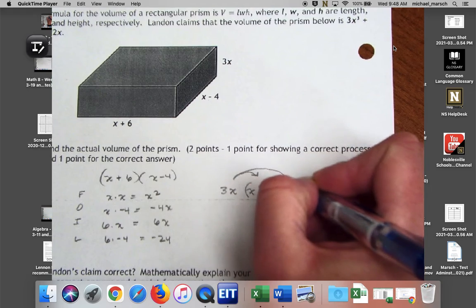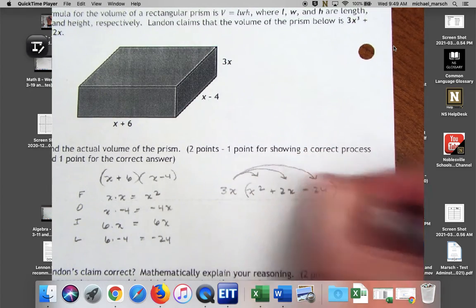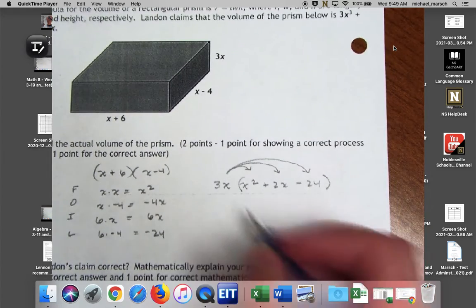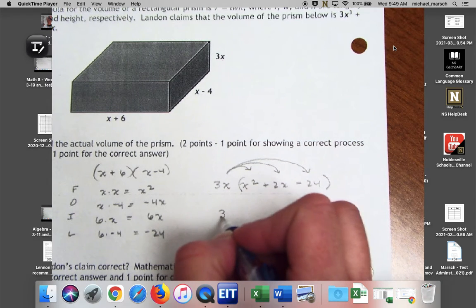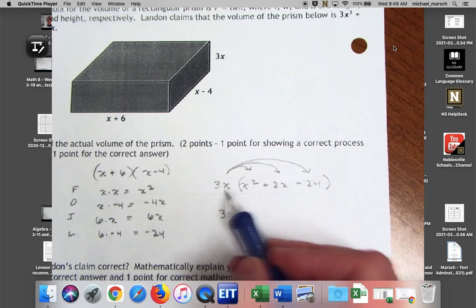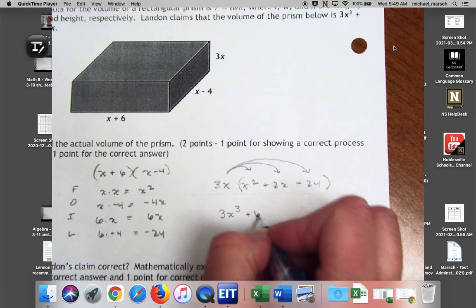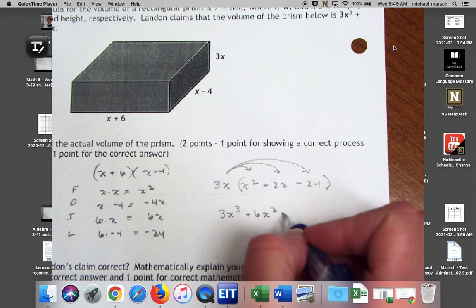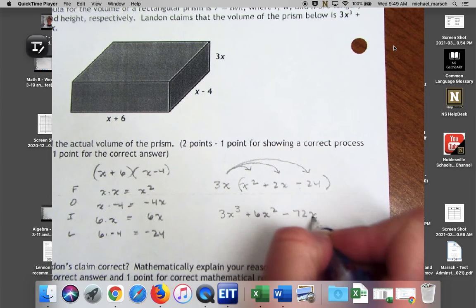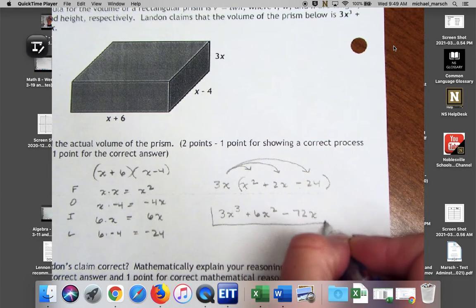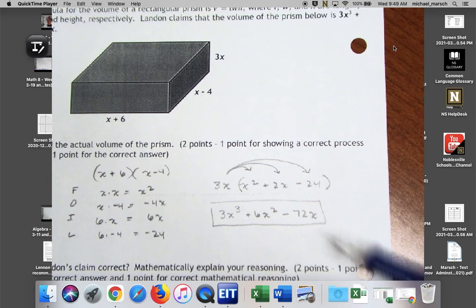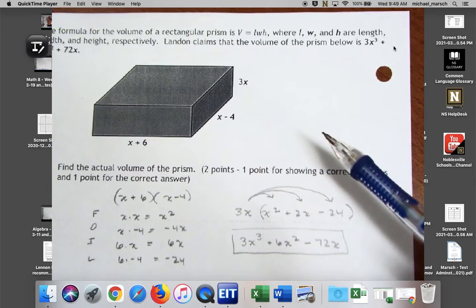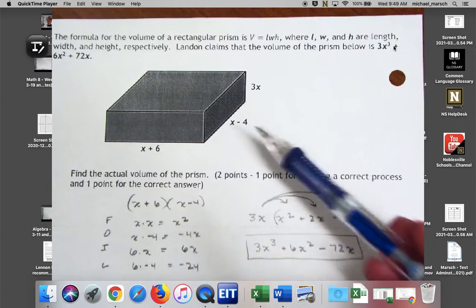So then we're going to multiply by distributing that 3x to all three terms. So 3x times x squared is going to give me 3x to the third. 3x times 2x is going to give me plus 6x squared. 3x times negative 24 is going to give me negative 72x. So this is the actual volume. Now we're going to compare that back to Landon's claim. And as you can see up there, Landon did make a mistake.